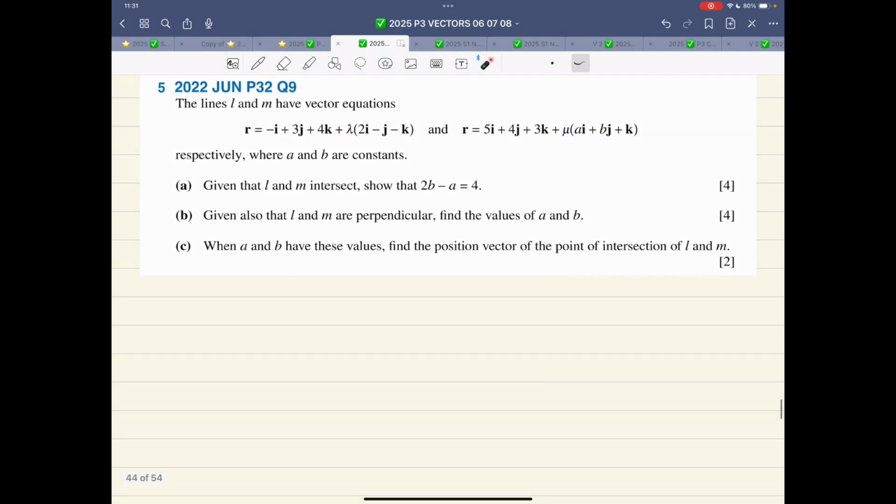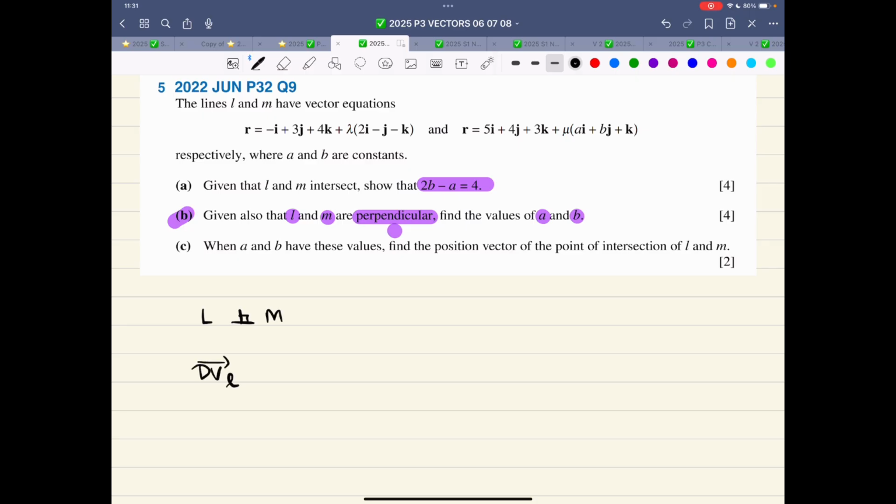Let's move to the next one. Part B. Let me highlight it. Now part B says, given that L and M, the two lines are perpendicular, find the value of A and B. That means form one equation based upon perpendicularity, solve it simultaneously with this equation. So now if we know that line L is perpendicular to line M, therefore direction vector of L dot product with direction vector of M should equal to 0.